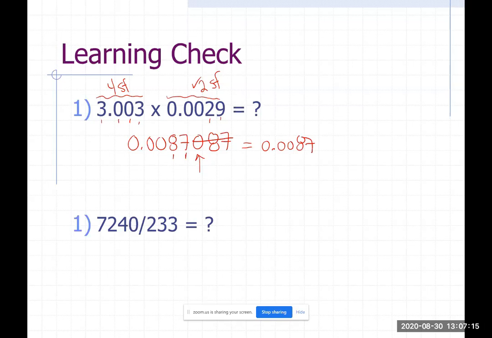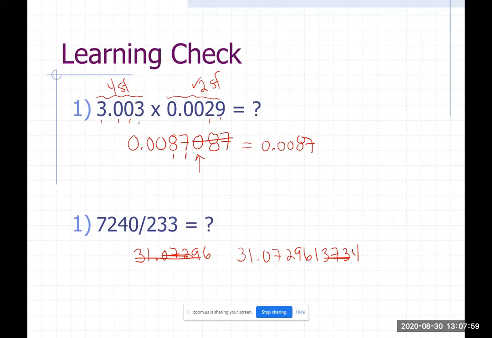Now let's look at the bottom example. For the bottom example, we have 7,240 divided by 233. And what I get is 31.07296133734. I'm sorry that line keeps happening in here. I don't know why that's happening. That's what I have in my calculator.